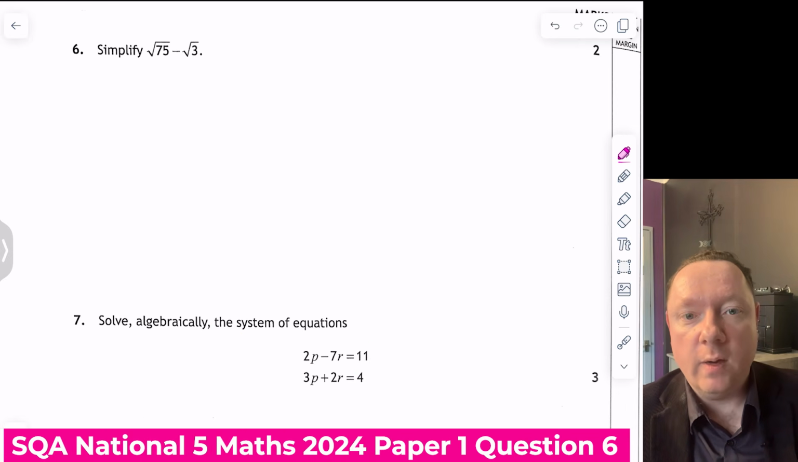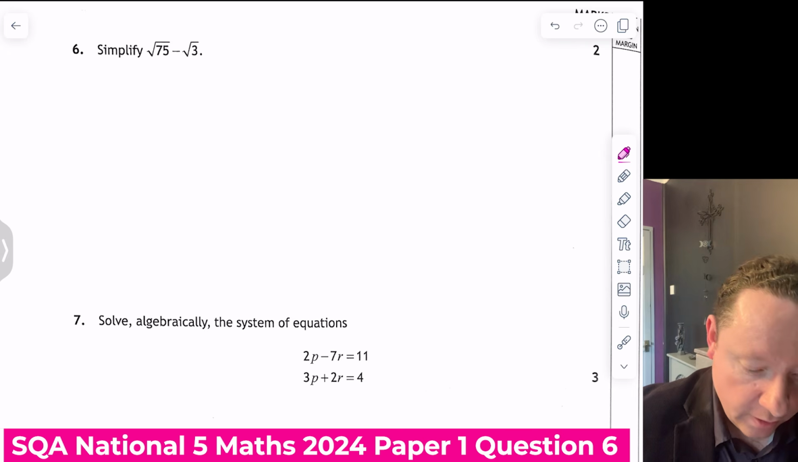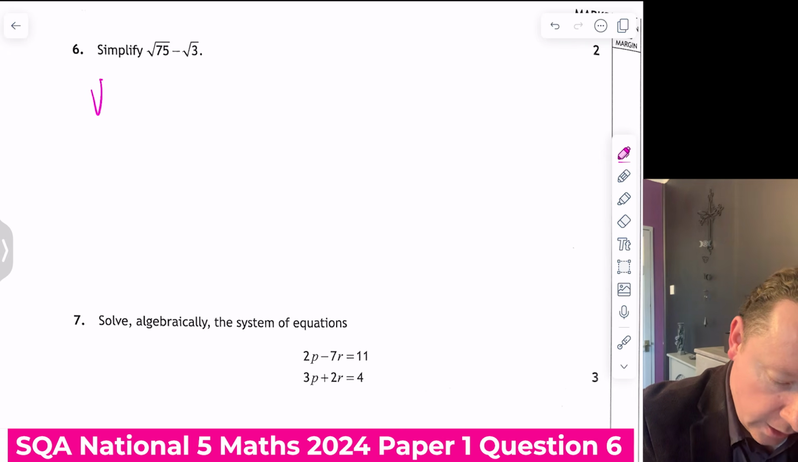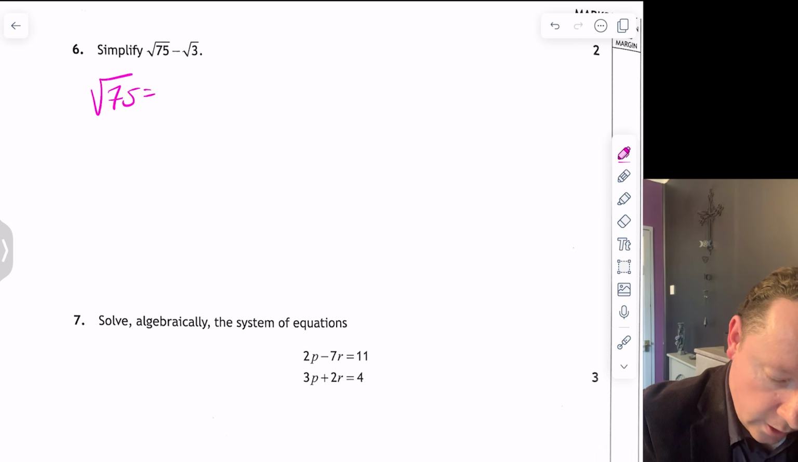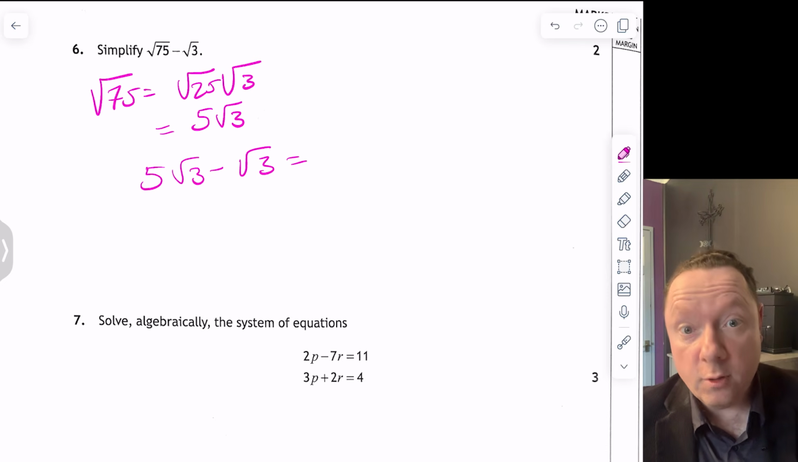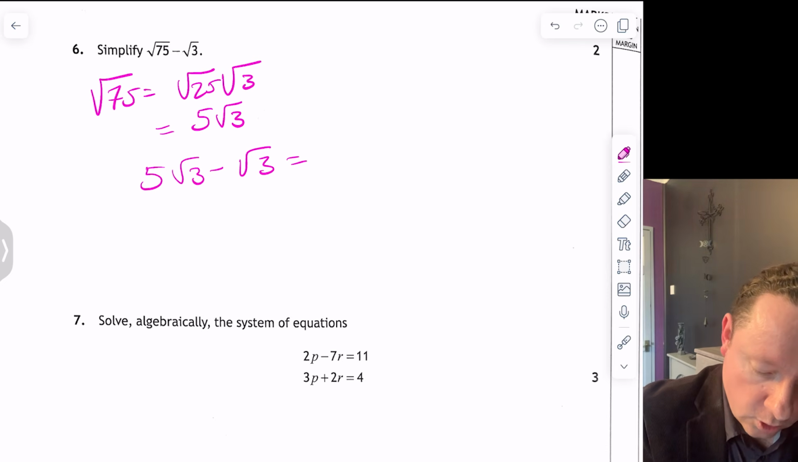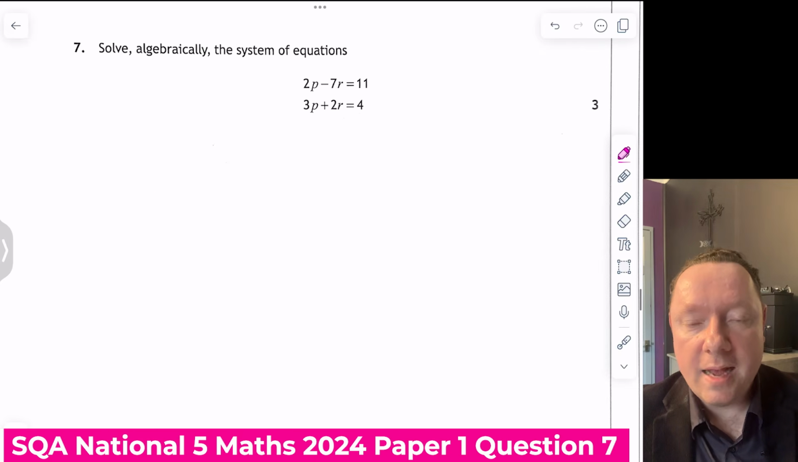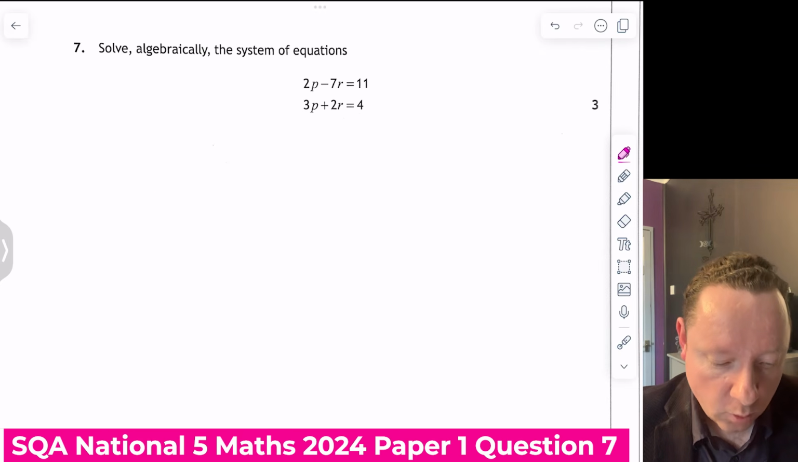National 5 Maths 2024 Paper 1 Question 6, simplify root 75 minus root 3. So root 75 is a surd that I can simplify because it's got two square numbers multiplied together, and I've got 25 and 3. So square root of 25 is 5, so that's 5 root 3. So my sum is 5 root 3 minus a root 3. Don't be tempted to write 5 here. It's 5 root 3 minus 1 root 3, which is 4 root 3. And we're done there.